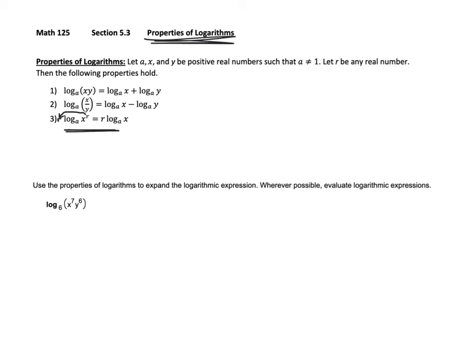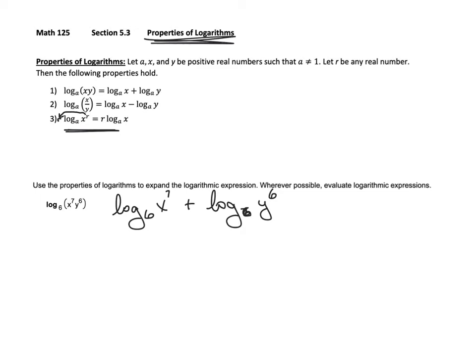All right, so like I said, all they're going to do is ask you just to use some of these rules. So for this one, they want you to expand it as far as you can. So this is what Pearson's going to be asking of you. So these two things are being multiplied, x to the 7th and y to the 6th. So if we want to split them up into two, we have log base 6 of x to the 7th plus, so you separate it, log base 6 of y to the 6th. Okay, you put a plus, addition sign between the two.